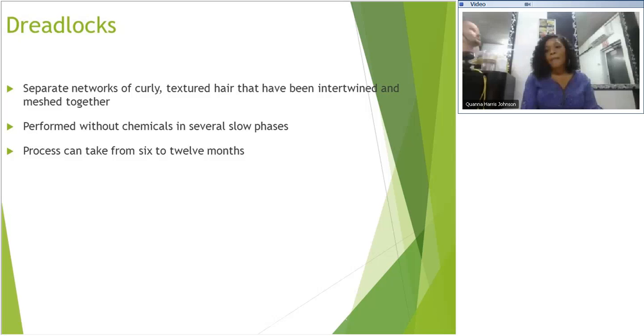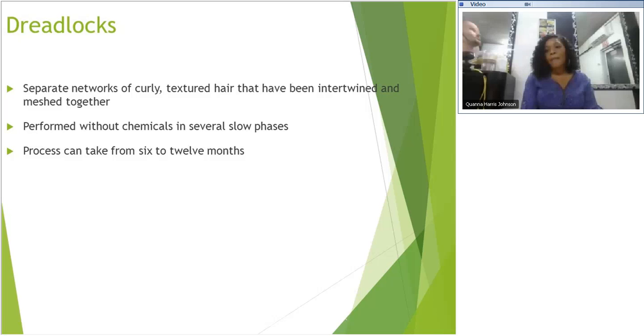So you can start your dreadlocks with twists. You can start your dreadlocks with plaits, I mean, with rope twists. You can start it with that oil twist. You can start it and leave it to mature into a lock until the hair starts to mat together and lock together. So that's for dreadlocks. There are different stages, as I said before, for dreadlocks.